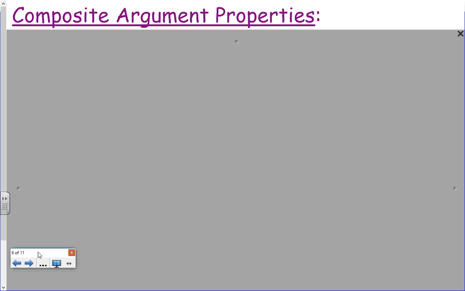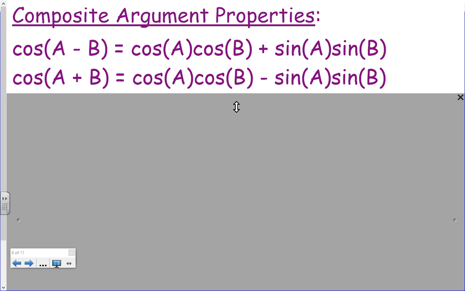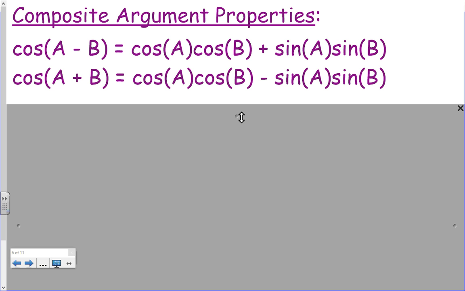All right, the last set of properties are the composite argument properties, is what these are referred to. And the composite argument properties, there's actually 6 of these, just like we've seen for the other sets of properties. There's several of them. And we've actually already seen the first one. We actually went through and proved that very first one in the previous section. We proved that the cosine of the quantity a minus b is equal to the cosine of a times the cosine of b, plus the sine of a times the sine of b.